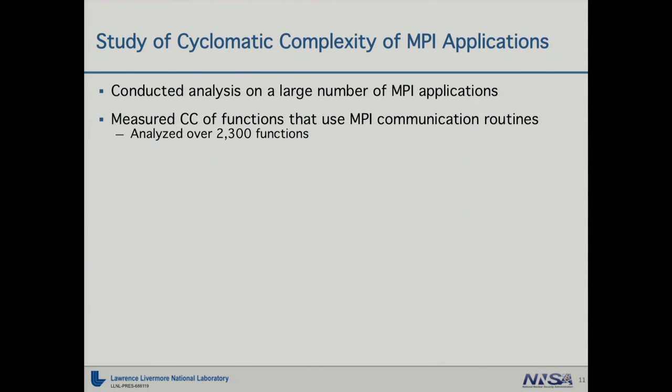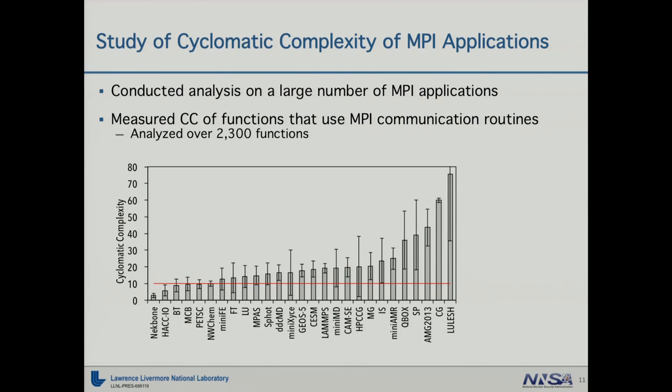So what we did was to take a bunch of MPI applications and measure the average cyclomatic complexity in functions. We did it on functions that use MPI calls, communication calls, because essentially this is where you would add fault tolerance code to handle errors. And so what we found is that a large number of these applications... Here I'm showing the average cyclomatic complexity for the functions where we have MPI calls in the application, and the red line is the recommended value.